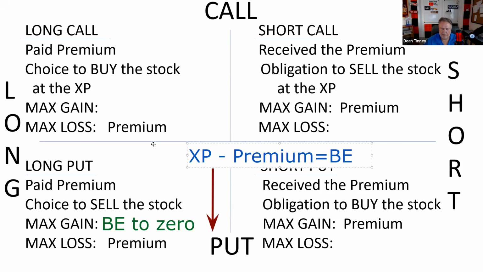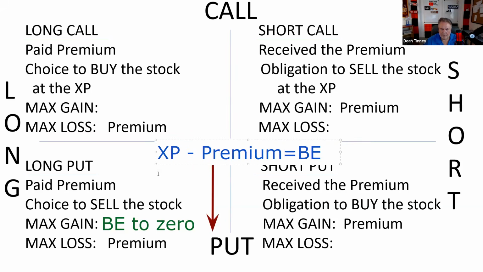The reason I think it's particularly good to memorize the matrix is because if I ask you about a long put and you've memorized the matrix, you say, Dean, when you're long a put, you paid a premium, you have a choice to sell the stock, your max gain is break even to 0, max loss is the premium, you're bearish, and your break even is strike price less premium. You may not have any clue what you just said, but it is technically correct. And P.S., it's not a box with 4 squares.